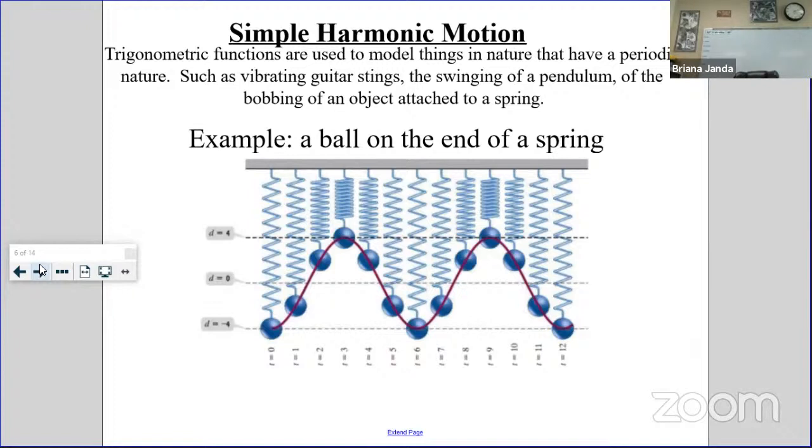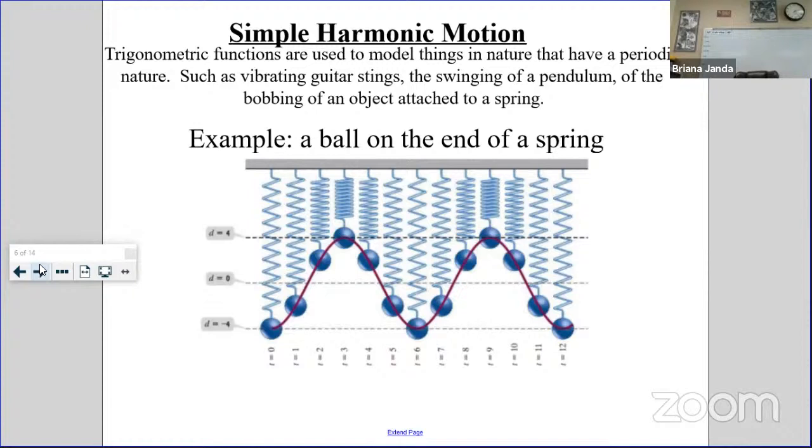Things like the vibration of an instrument, the swinging of a pendulum, the bobbing of an object attached to a spring. If we were to track temperature throughout the year, it rises and falls in a periodic motion. The high tide, low tide of water, all of those things are very easily modeled using trig equations.